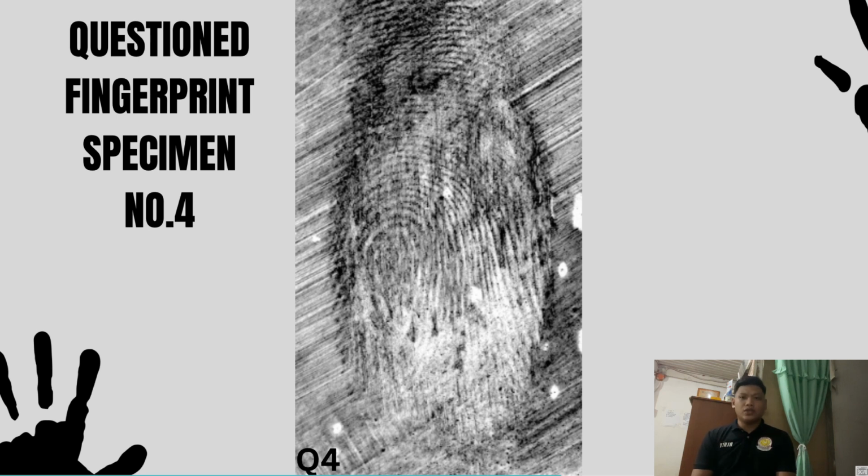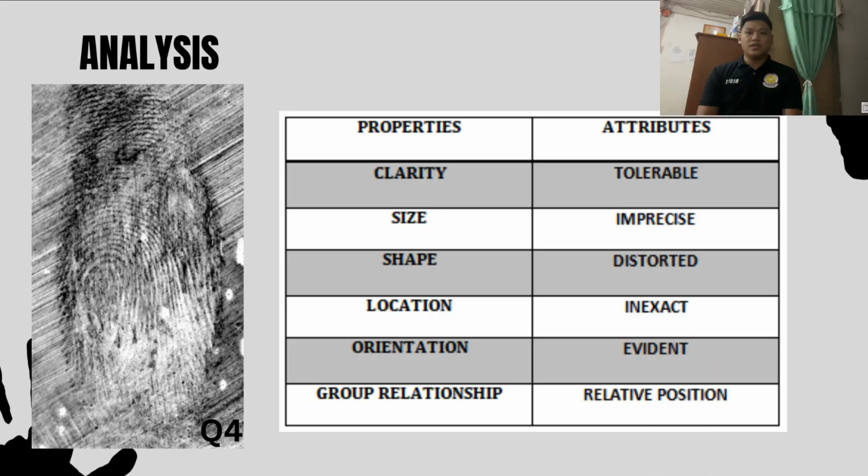We consider the said question fingerprint intolerable due to its unidentifiable characteristics. Firstly, the ridge and pore details are extremely faint and barely discernible. The overall quality of the print is significantly compromised, making it challenging to identify and classify the ridge characteristics accurately.